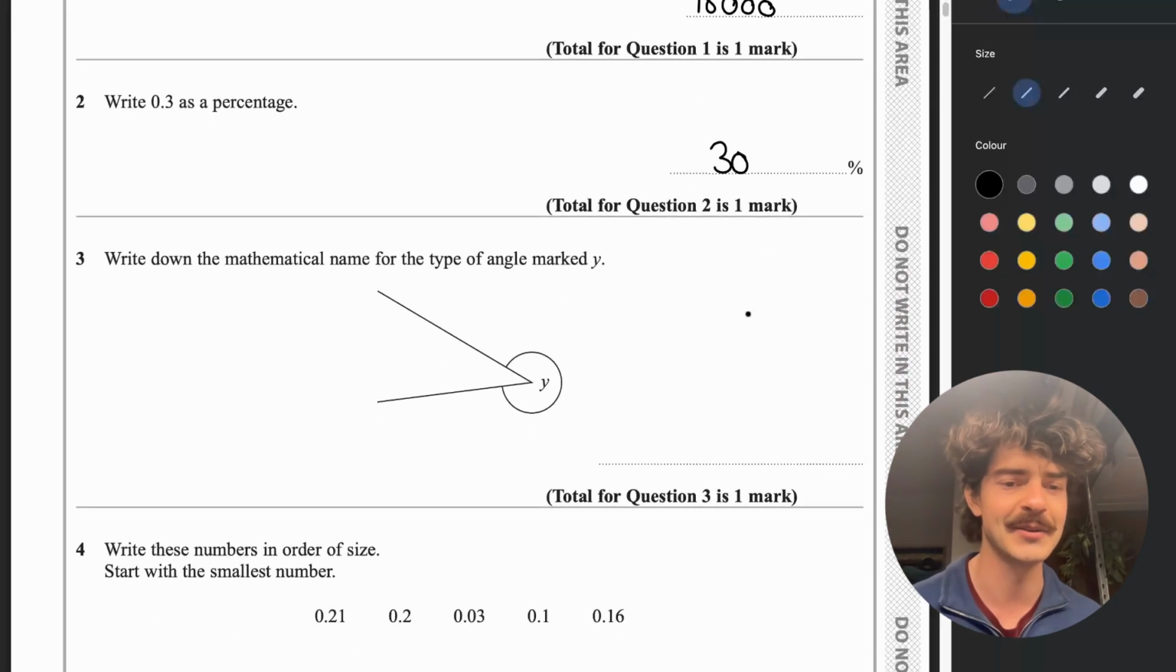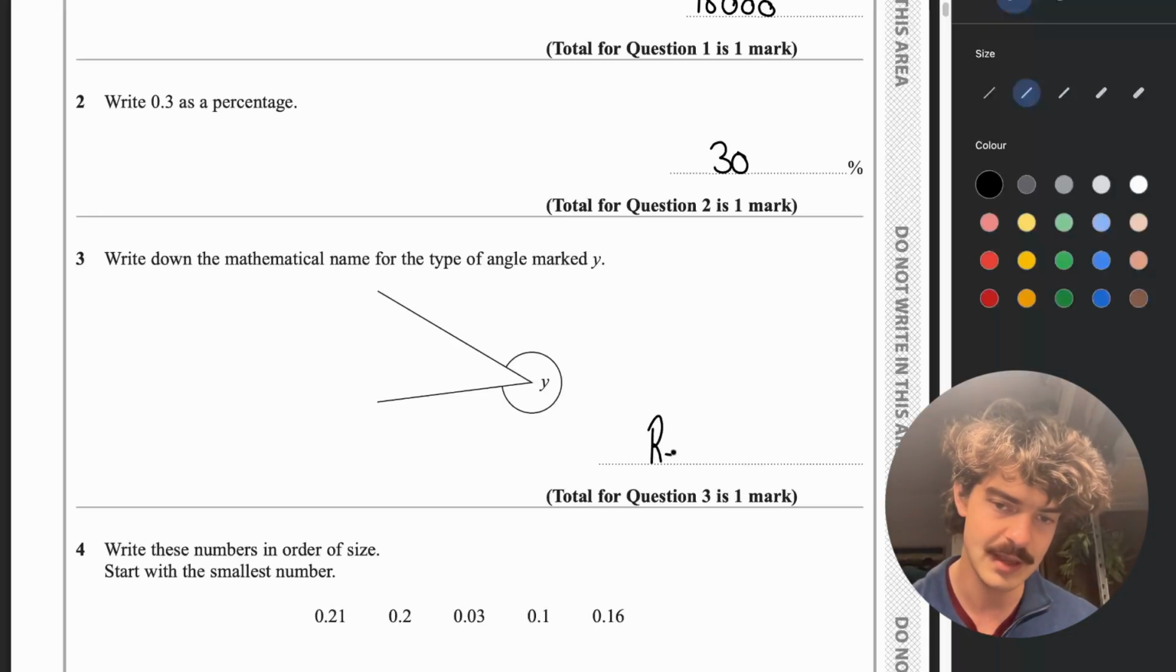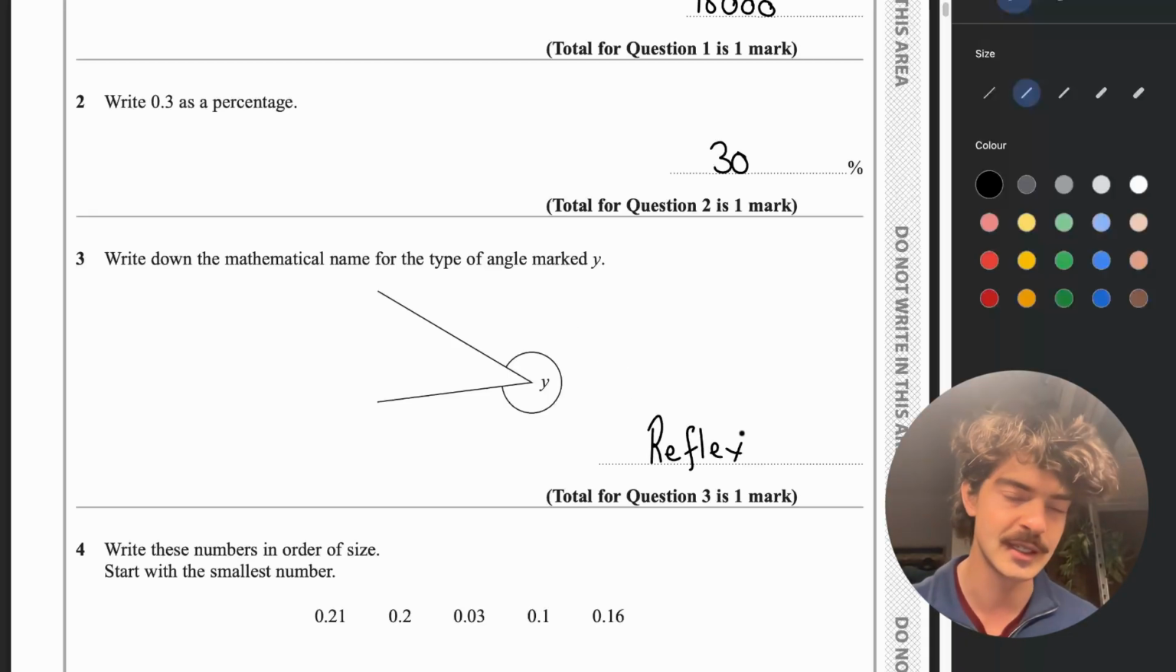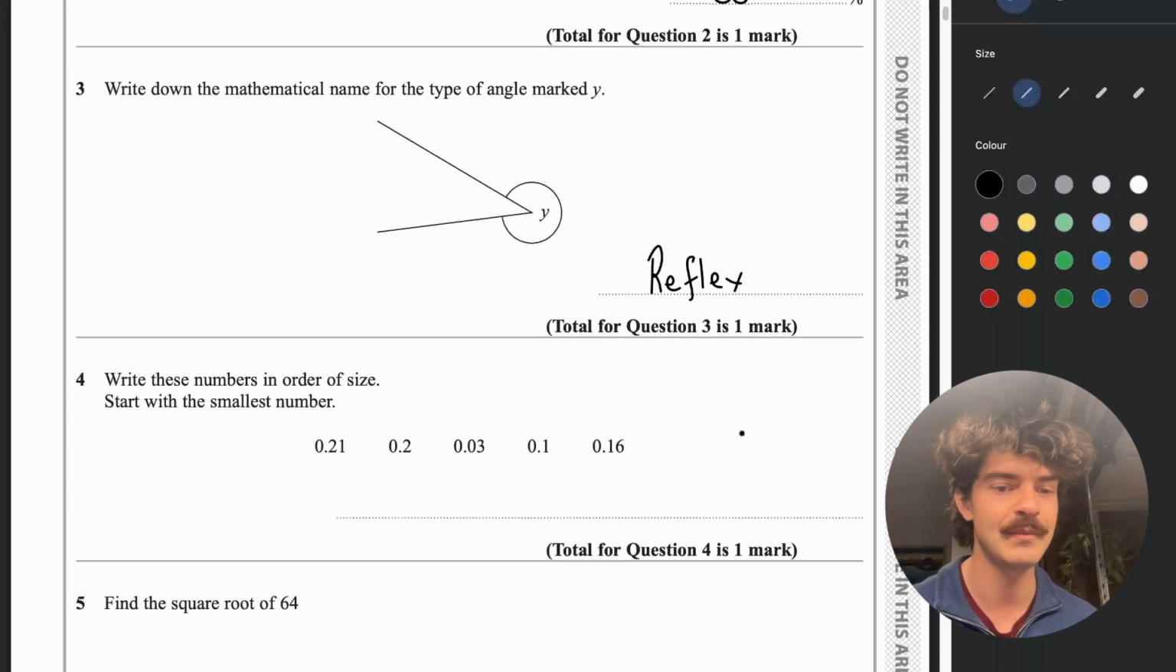Write down the mathematical name for the angle marked y. In this case, we've got what's known as a reflex angle. A reflex angle is when you've got something greater than 180 degrees, but less than 360. So reflex. The other common two that you need to know are acute, which is bigger than 0 but less than 90, and then obtuse, which is bigger than 90 but less than 180.